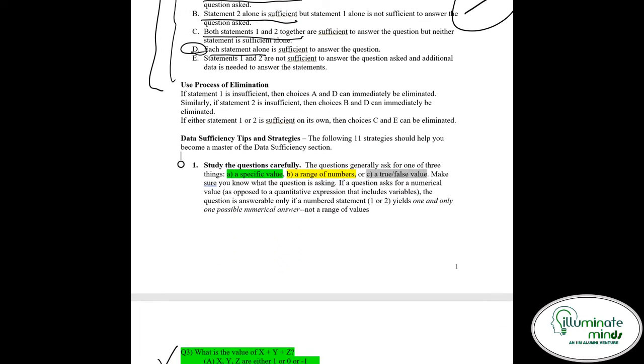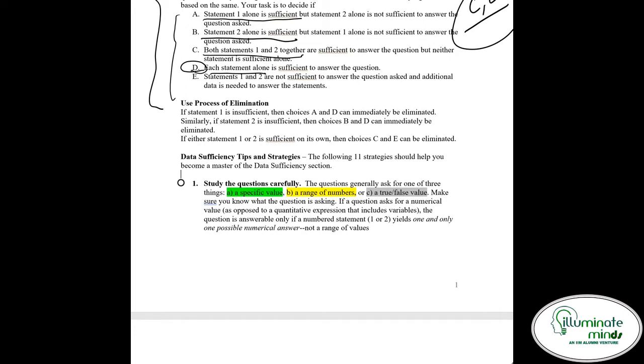Now the following 11 strategies should help you become a master of the data sufficiency section. The first is to study the questions carefully. Data sufficiency is an area which is asked in IBPS, SSC, CAT, and companies like Infosys, Accenture and Capgemini also ask it. It is present in almost every paper now, and these are questions that students would most probably attempt. These questions are very luring in nature. Hence students would definitely do them and feel that they are easy.